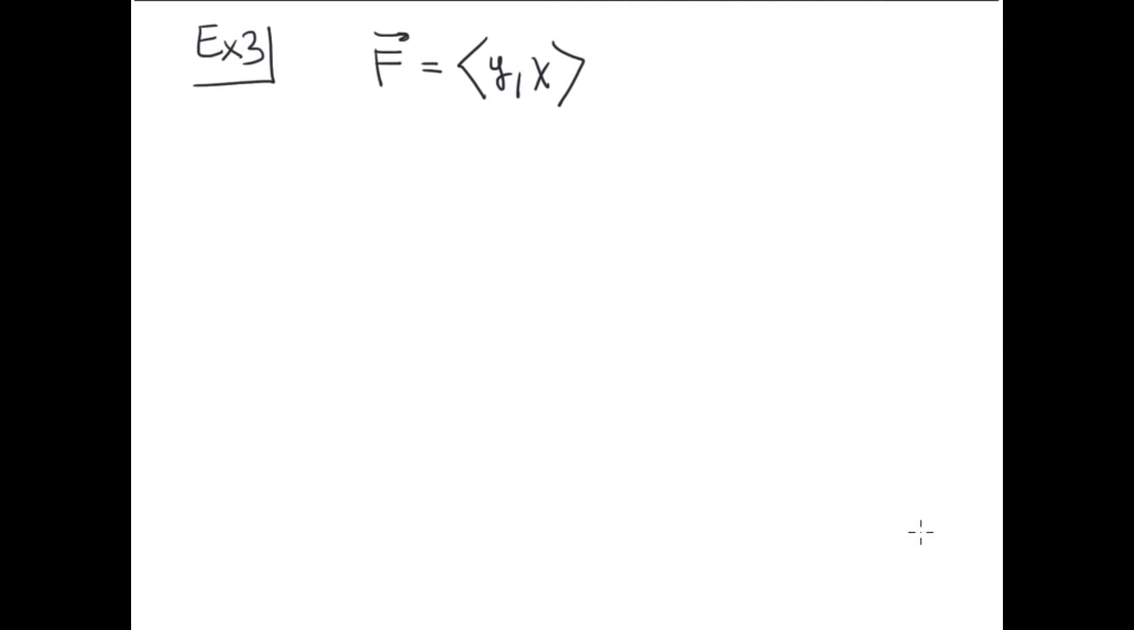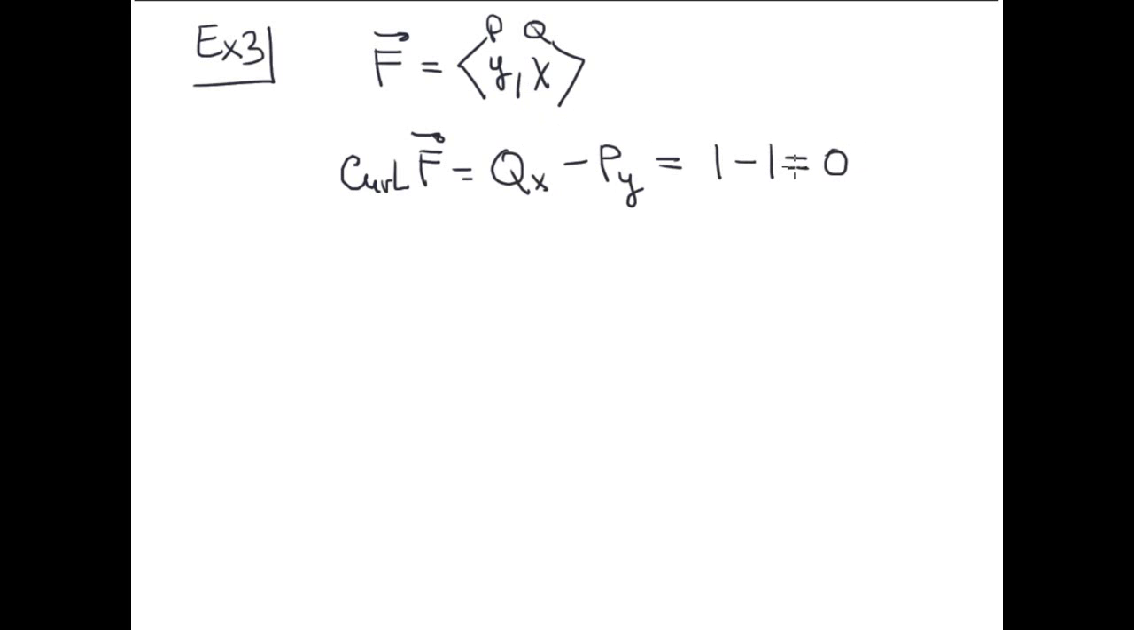Okay, example 3 is another vector field. In this case, one more time, we compute the curl. The formula is the partial derivative of q with respect to x minus the partial derivative of p with respect to y. This is p, this is q. In our example, the partial derivative of q with respect to x is 1. The partial derivative of p with respect to y is 1. 1 minus 1 is 0. Okay, it's a completely irrotational vector field, no rotation.